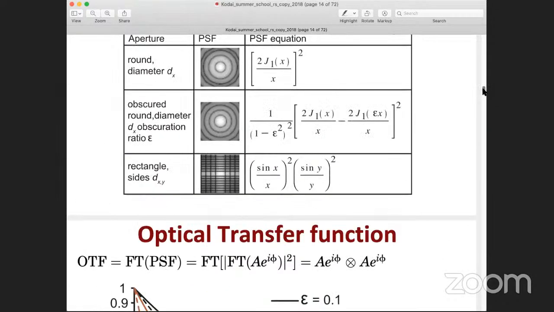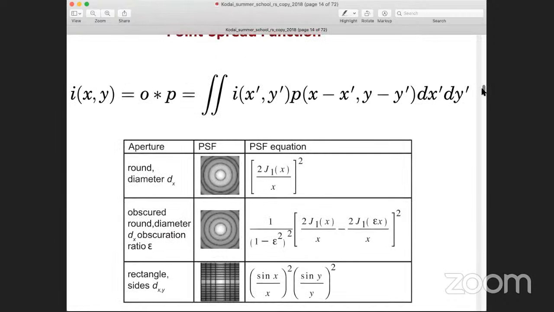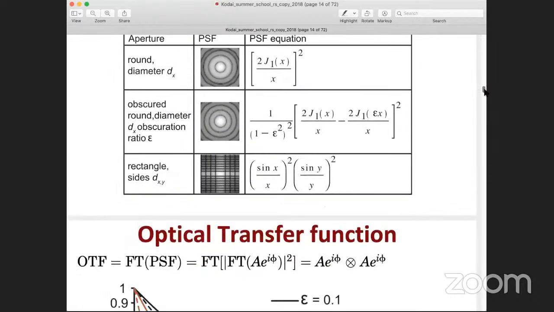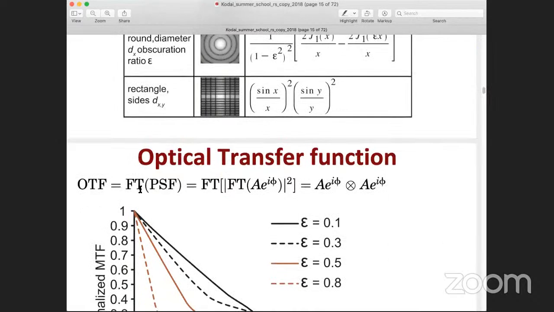Now, optical transfer function is another terminology, which is basically a Fourier transform of the point spread function. Point spread function is the intensity in the image plane, and if you do the Fourier transform of that intensity, you get the optical transfer function. And since the point spread function itself can be written as the Fourier transform of the aperture distribution and then modulo square, because it is the intensity, right? So this is the pupil plane distribution.